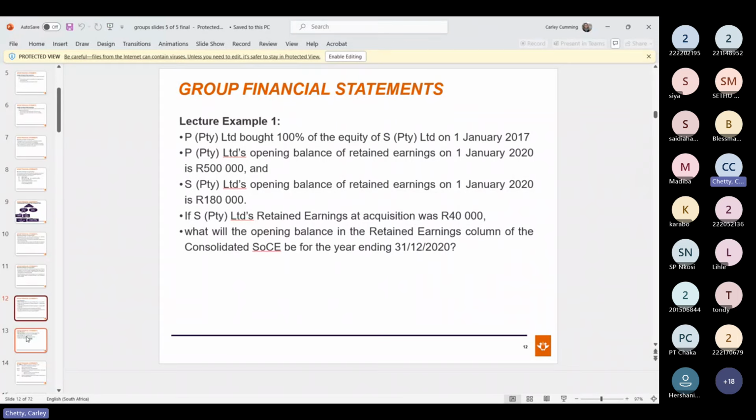So here we have an example, lecture example one. P Limited bought 100% of the equity of S on 1 Jan 2017. P Limited's opening balance of retained earnings on 1 Jan 2020 is 500,000 Rand. S had an opening balance of retained earnings on 1 Jan 2020 of 180,000. If S's retained earnings at acquisition was 40,000, what will the opening balance in the retained earnings column of the consolidated statement of changes in equity be for the year ended 31 December 2020?